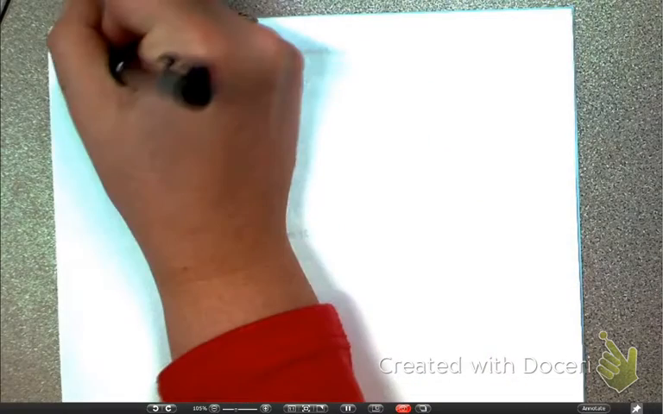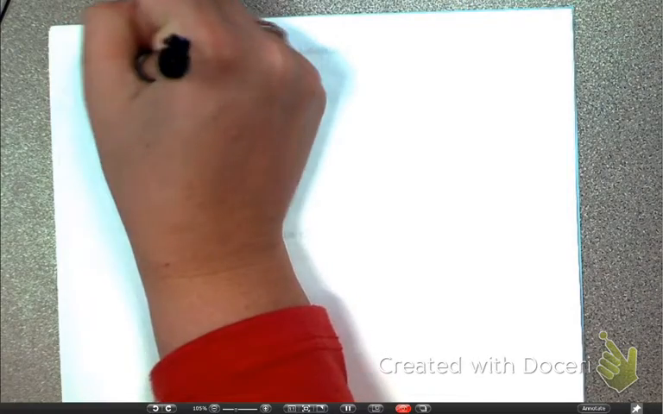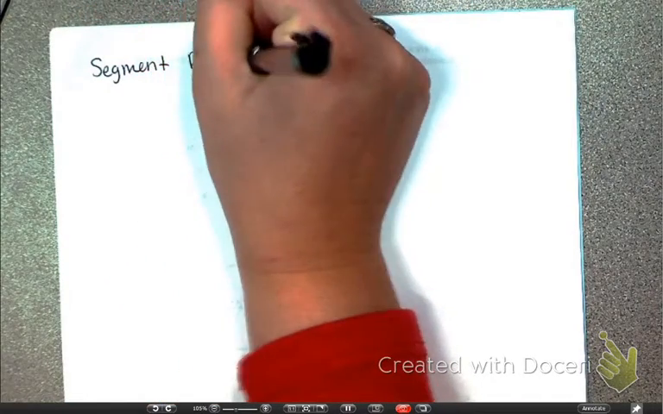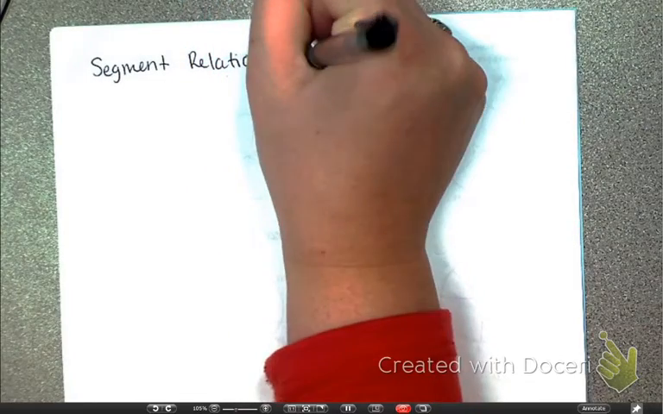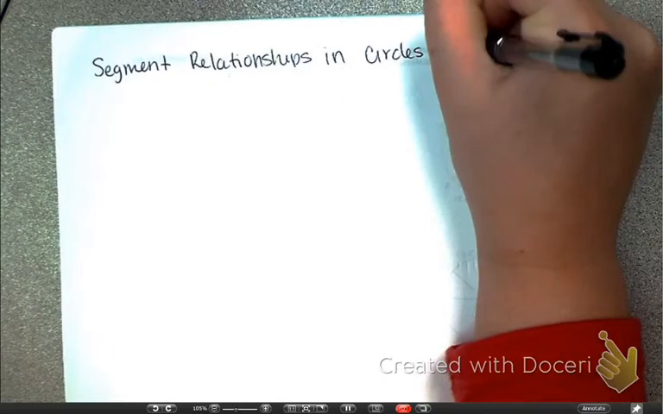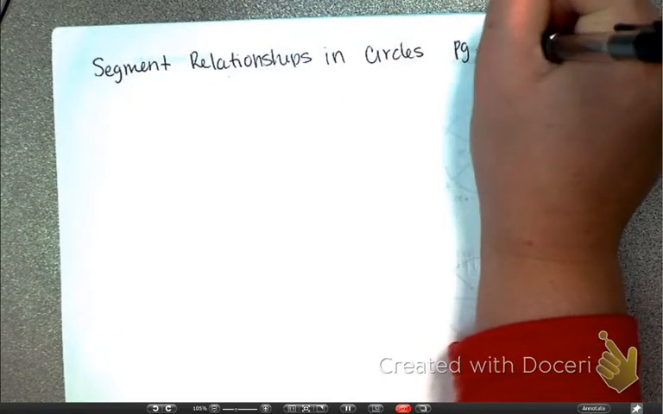All right, so today's lesson is on segment relationships in circles. We are on page 43.